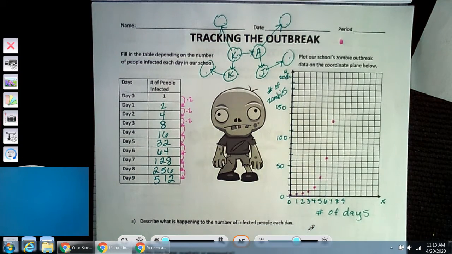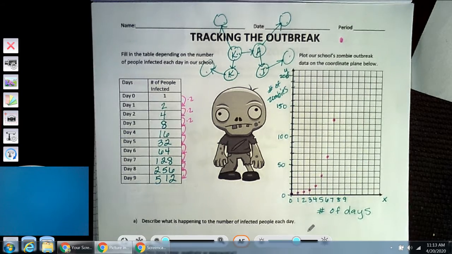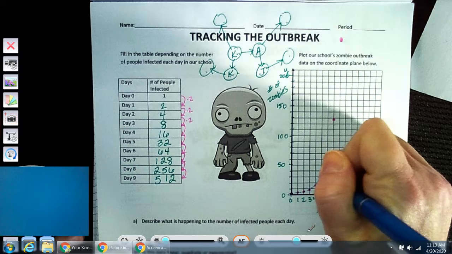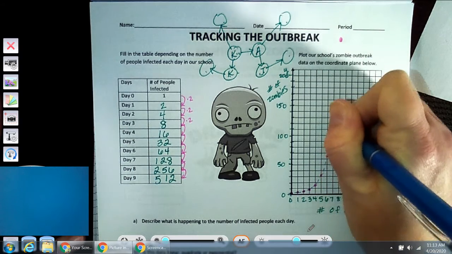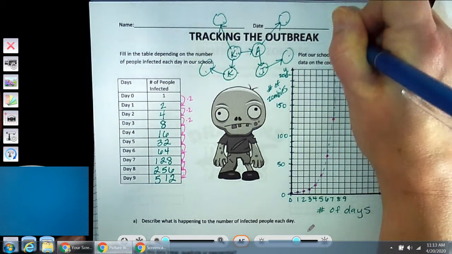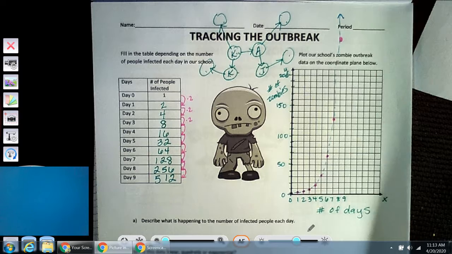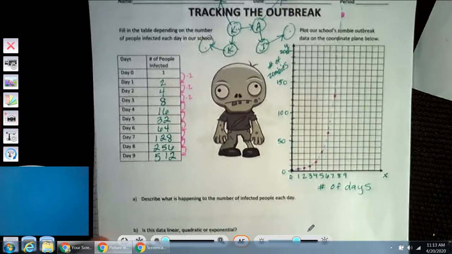Okay. So if we were going to plot this, okay, it starts off gradual, but then the further we go, the faster it jumps. Okay. This is what an exponential function does. Okay. So I want to answer a few questions you see down below.